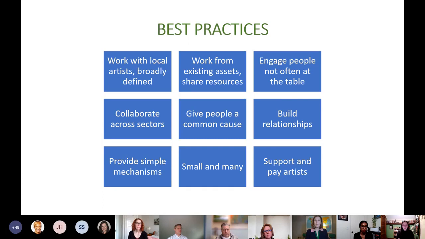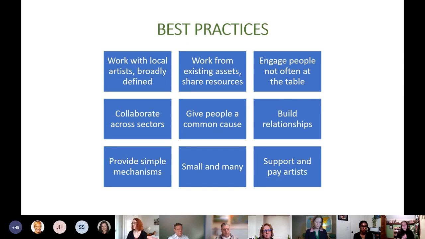When two people who would normally never have a reason to interact meet one another and maybe work together, maybe it's an artist and a staff from a city department, when they work together, then all kinds of things sort of blossom from that. Providing simple mechanisms, so making sure things are easy for people to work together. How do you lower barriers? Small and many in this work, we find like the 10 or 20,000, if you can do more modest ones in the beginning, that will lead to you being able to learn what your community is interested in.